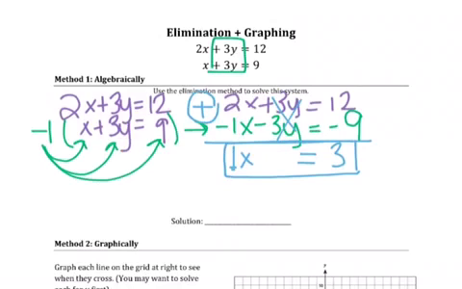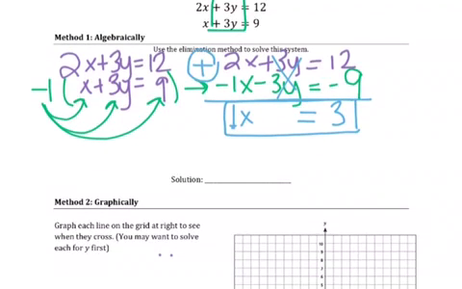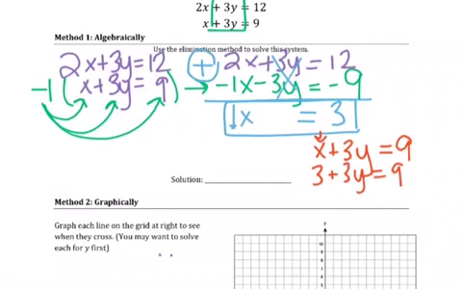Okay, so now that I know what x is equal to, I'm going to pick one of the equations. I'm just going to go with the second one because to me it just looks a tad bit easier. So x plus 3y is equal to 9. I'm going to plug in 3 for x. So 3 plus 3y is equal to 9. Subtract 3 from both sides. 3y would be equal to 6. So divide both sides by 3. I know y has to be equal to 2. Okay, so the solution to this system would be 3, 2.